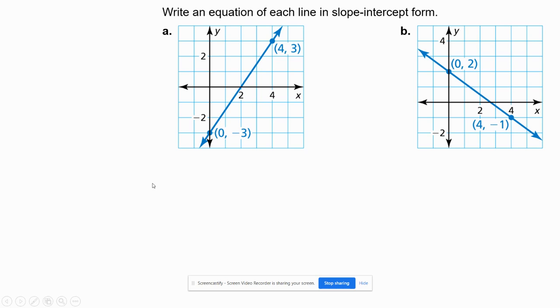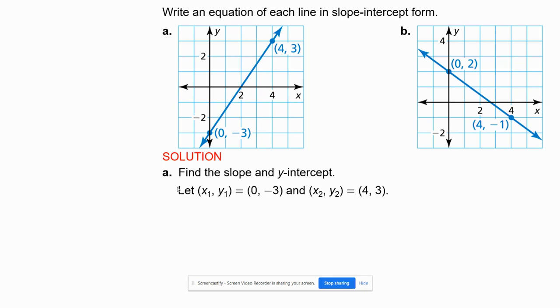Right, so here's example number 2. We are going to write an equation of each line in slope-intercept form. So we notice there are 2 points on this line, and like the other example, we are going to start off by noticing the slope and y-intercept, or finding the slope and y-intercept.